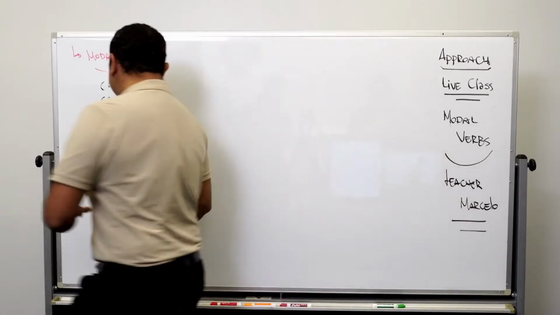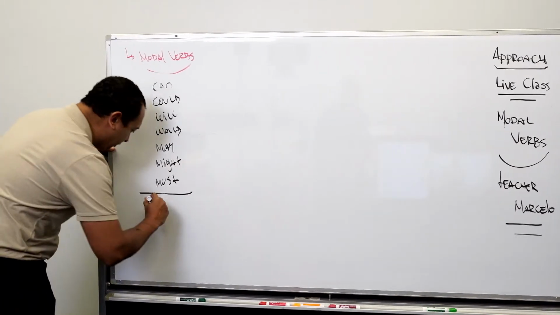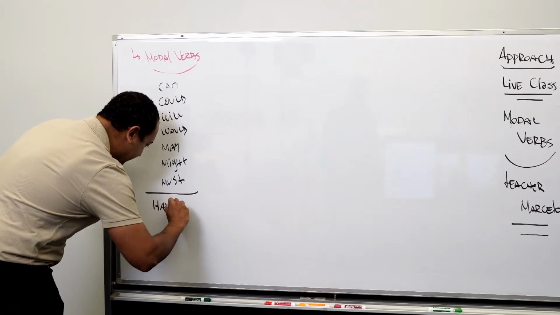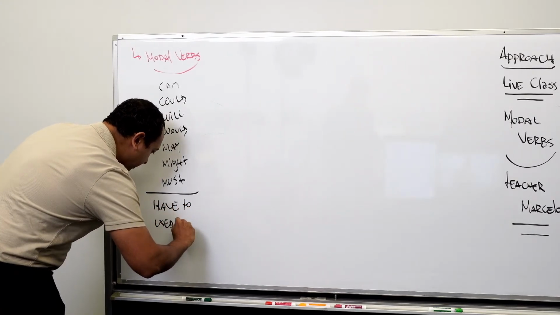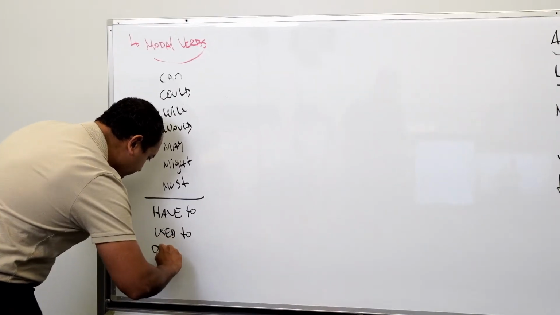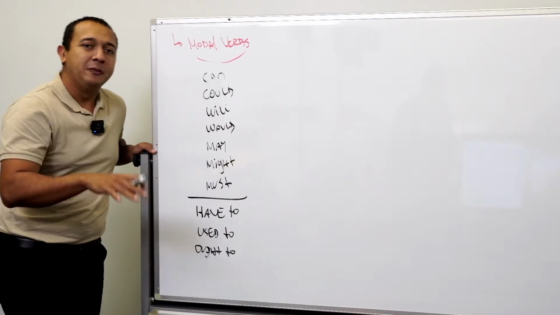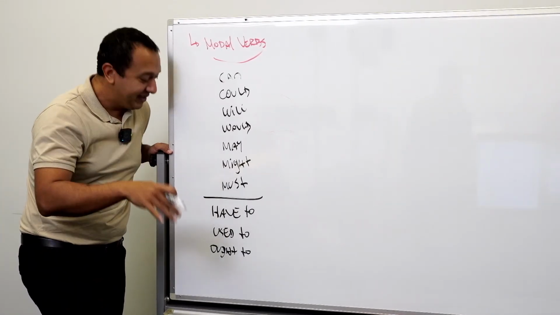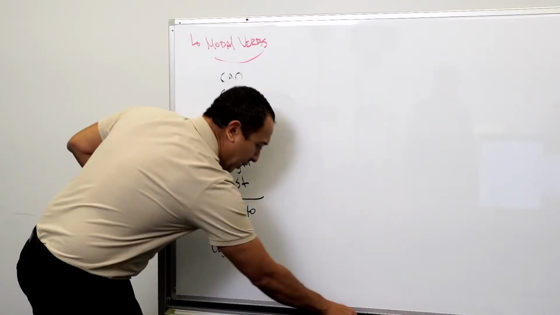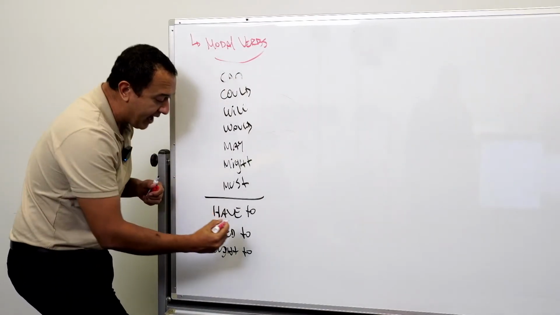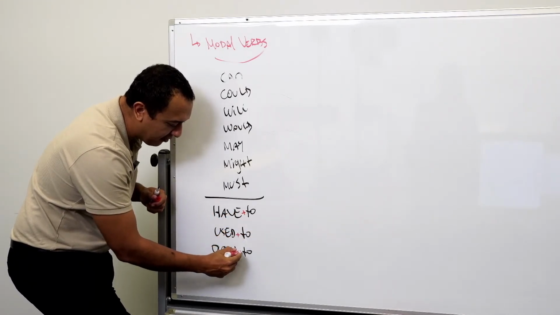And you might tell me, but teacher, look, I learned that we also have, for example, words such as have to, used to, ought to, and my teacher told me that these are modal verbs too. Well, your teacher is correct, okay? These are modal verbs. But we also call them modal phrases. Why? Because they have more than one word, okay? They have more than one word here.